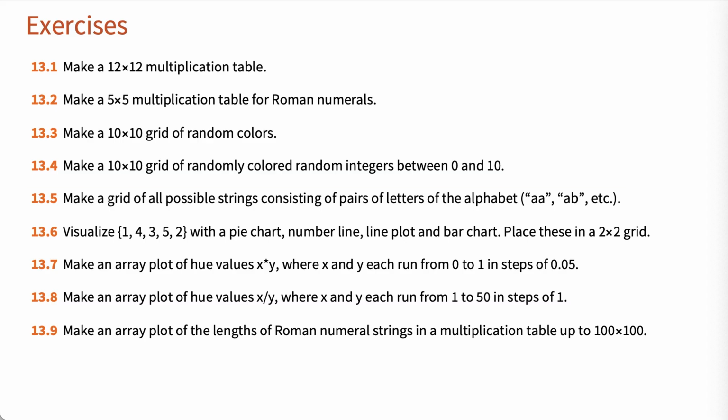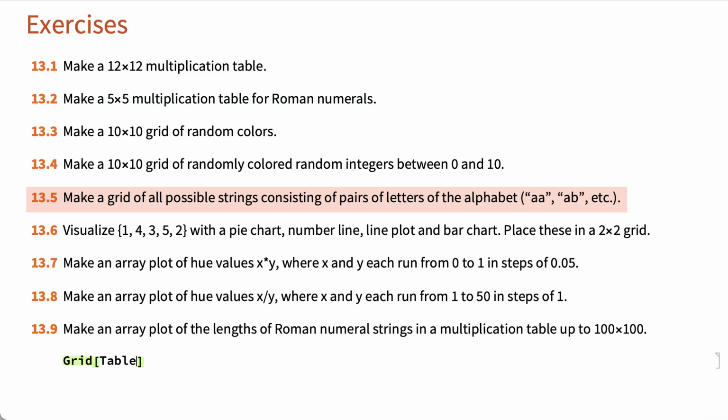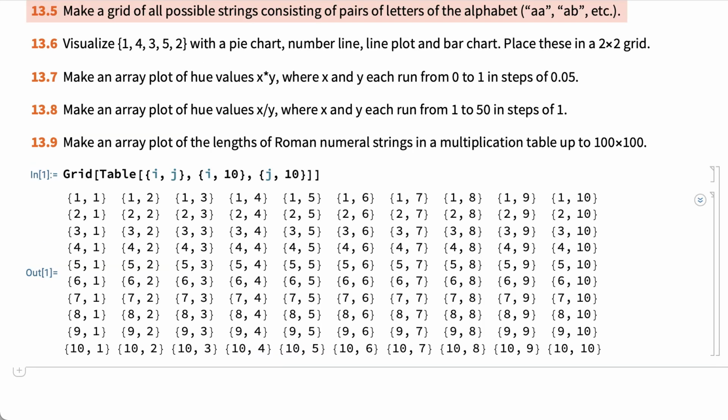As an example, consider exercise 13.5. Make a grid of all possible strings consisting of pairs of letters of the alphabet. The table function can be used with grid to get a grid of all possible pairs from a set of integers. For example, this makes a grid of all possible pairs of the integers up to 10.